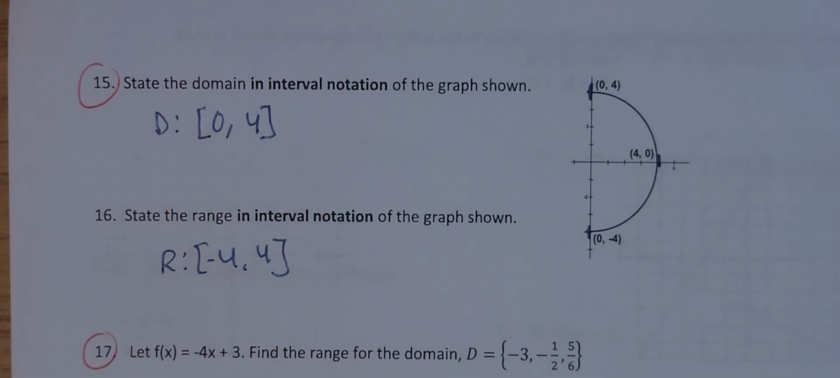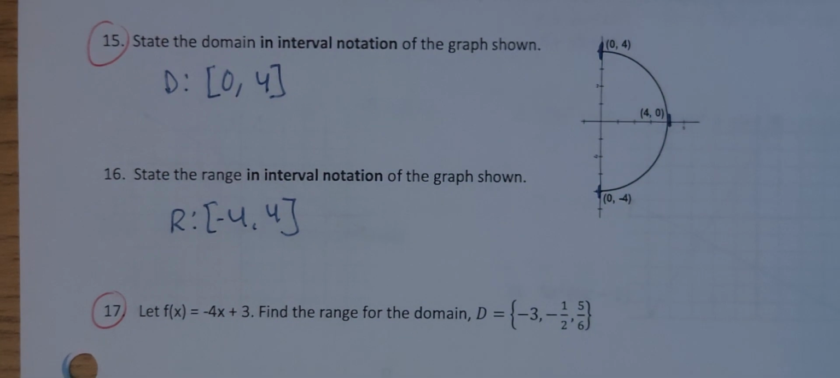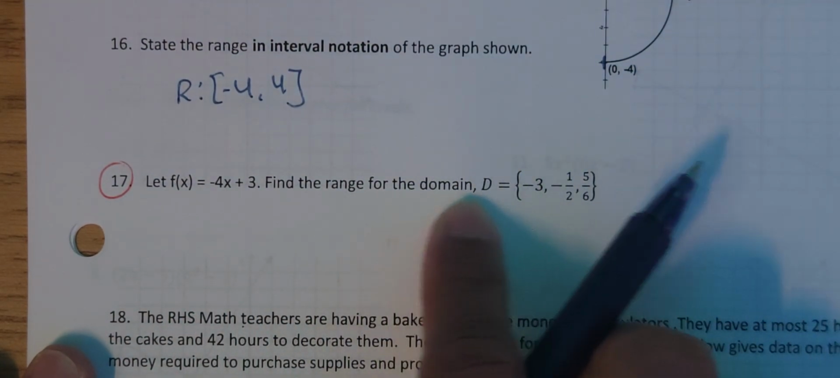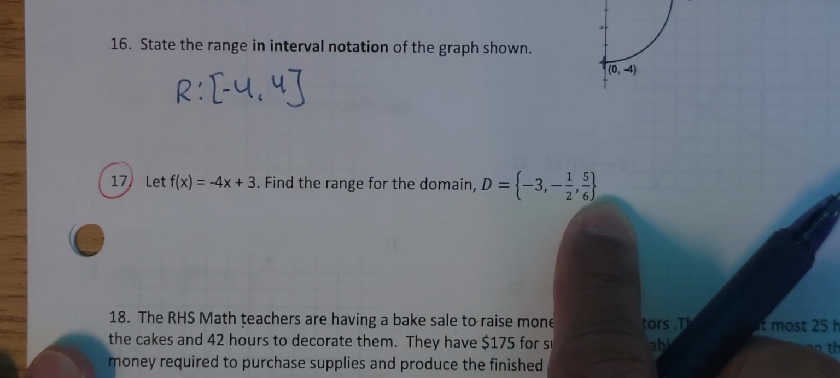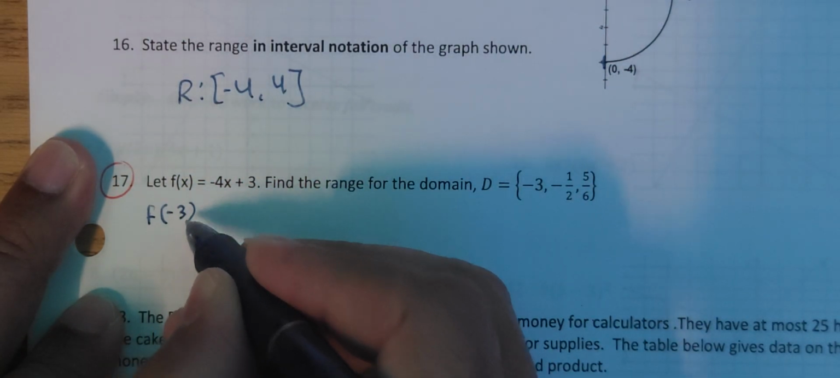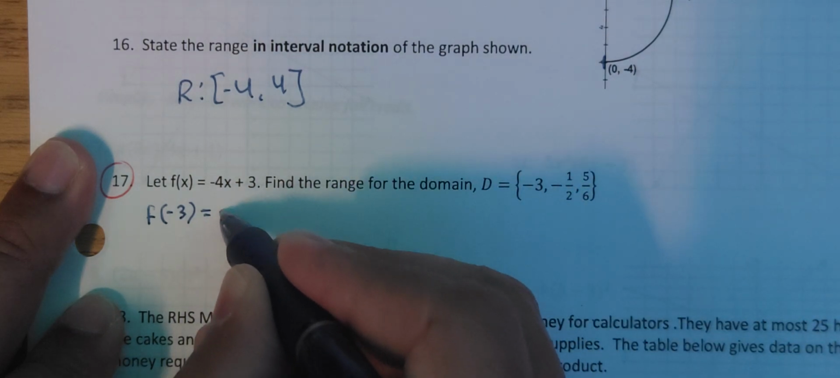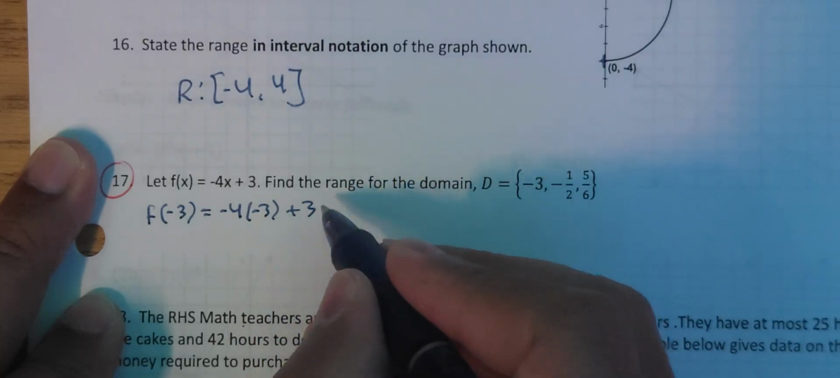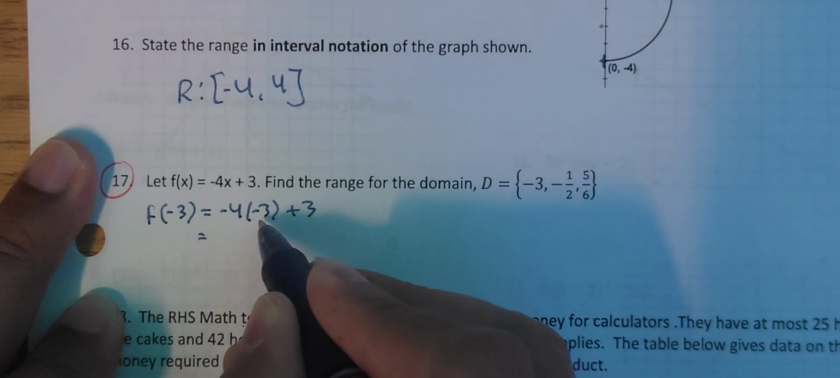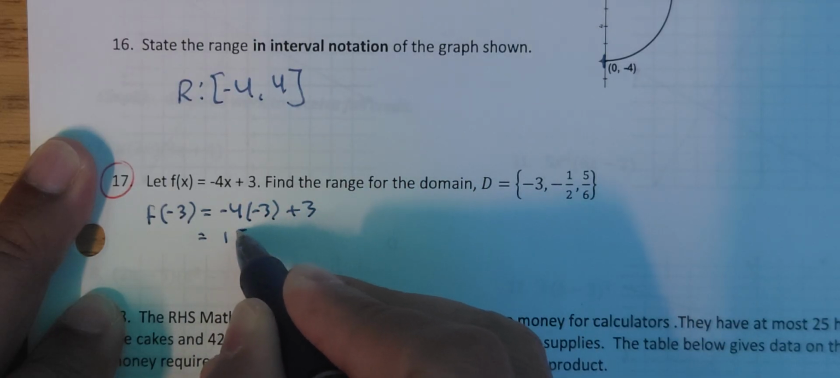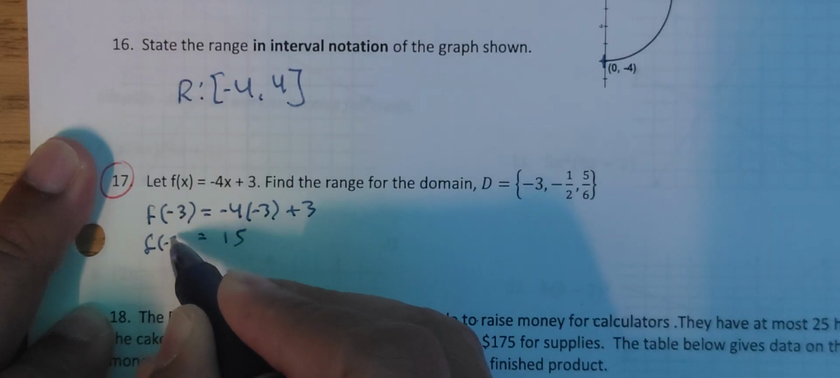Okay, so there we have the domain and the range. Number 12, it says let f of x equals negative 4x plus 3. Find the range for this domain. So then all I need to do is, let's do f of negative 3, that's the first value, and that equals negative 4 times negative 3 plus 3. Well, this is 12, right? 4 times 3 is 12, and it becomes positive 12 plus 3, that's 15. So f of negative 3 gives us 15.